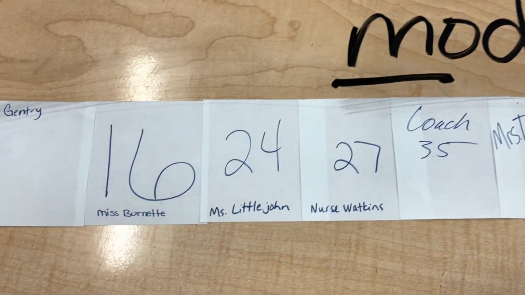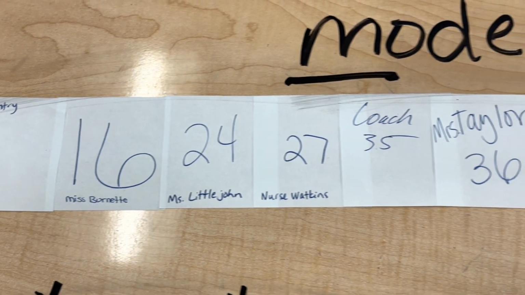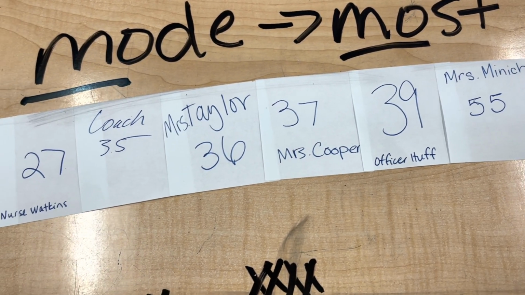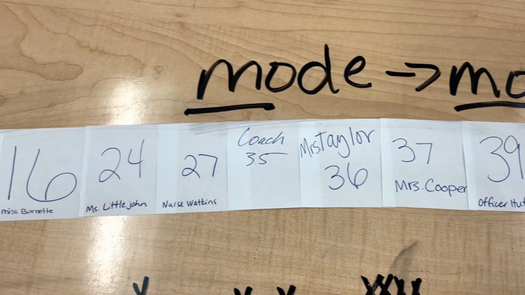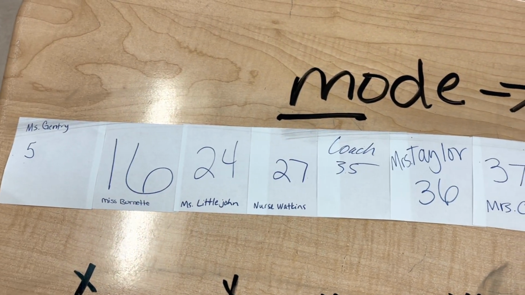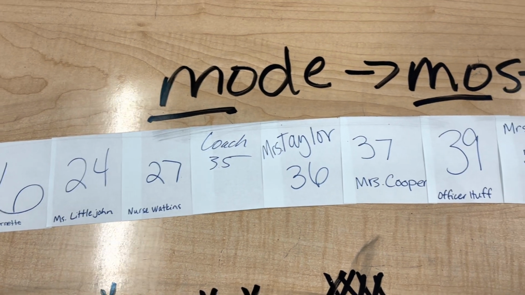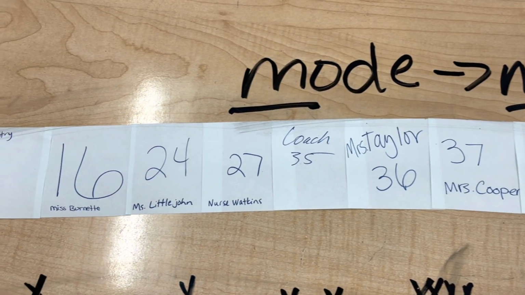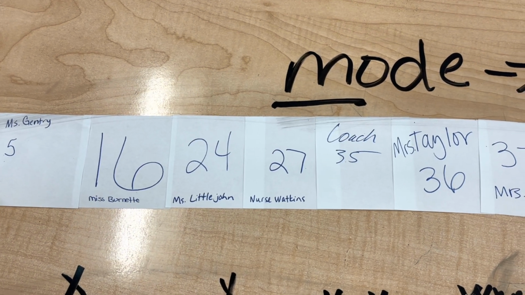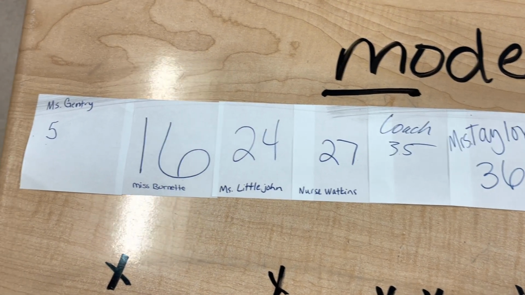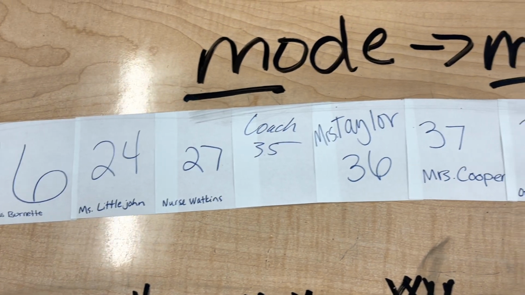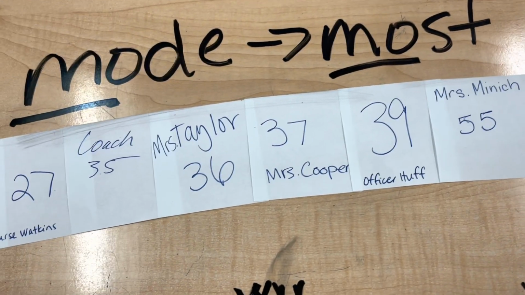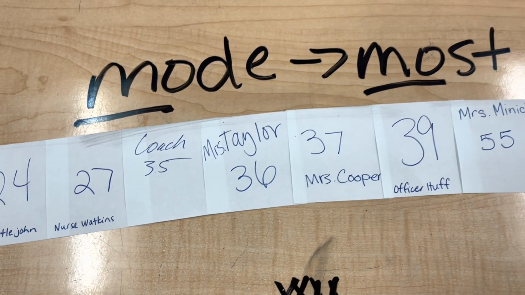Now, I'm going to ask you, are there any numbers that you see on here that occur more than once? Do you see any numbers that are repeating, basically? Are any of these numbers repeating? No, none of the numbers are on here more than one time. 5, 16, 24, 27, 35, 36, 37, 39, and 55. I didn't say any of those numbers more than once.